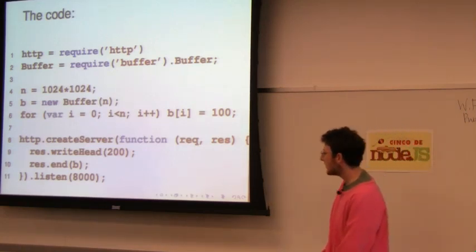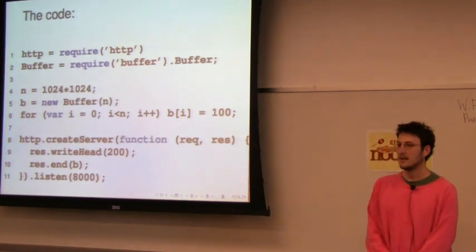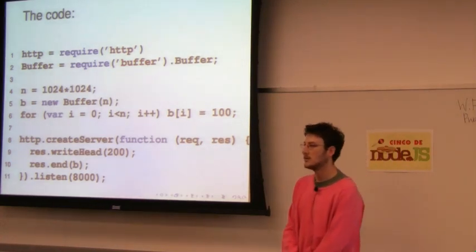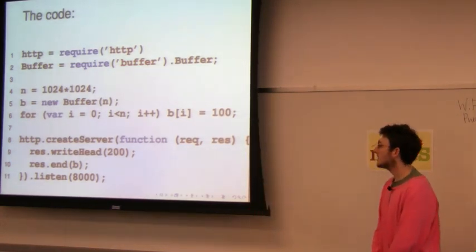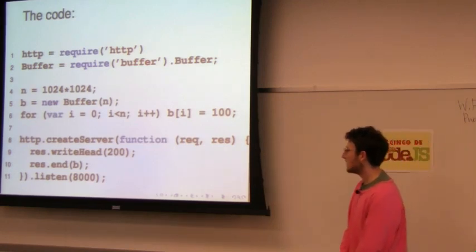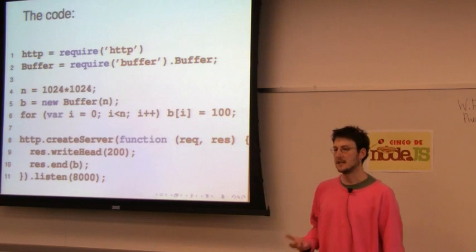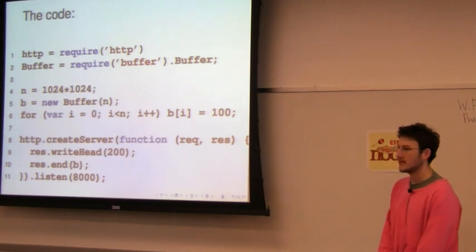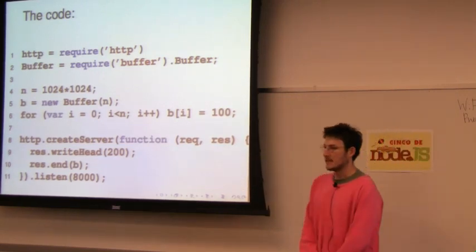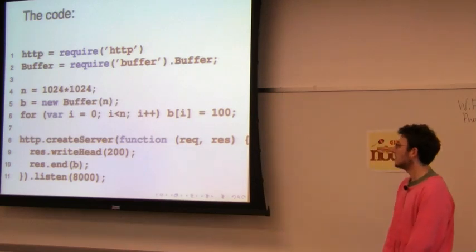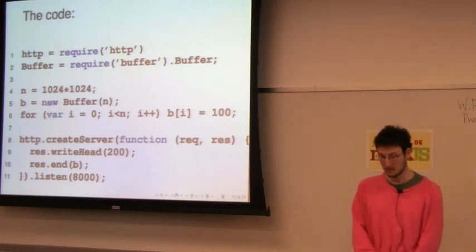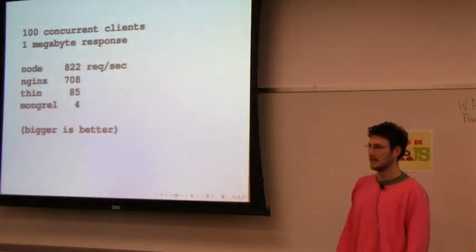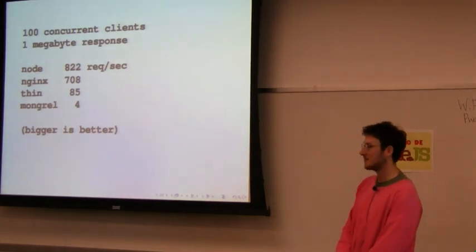And then in lines 8 through 11, we create a web server, and we give it a callback which is issued each time a request comes into the web server. What the callback does is it writes out a 200 OK HTTP head, and then writes out the buffer to it. And then the last line makes it listen on port 8000 of localhost. Okay, so some stupid code, but it's really fast. Like really, really fast, right?